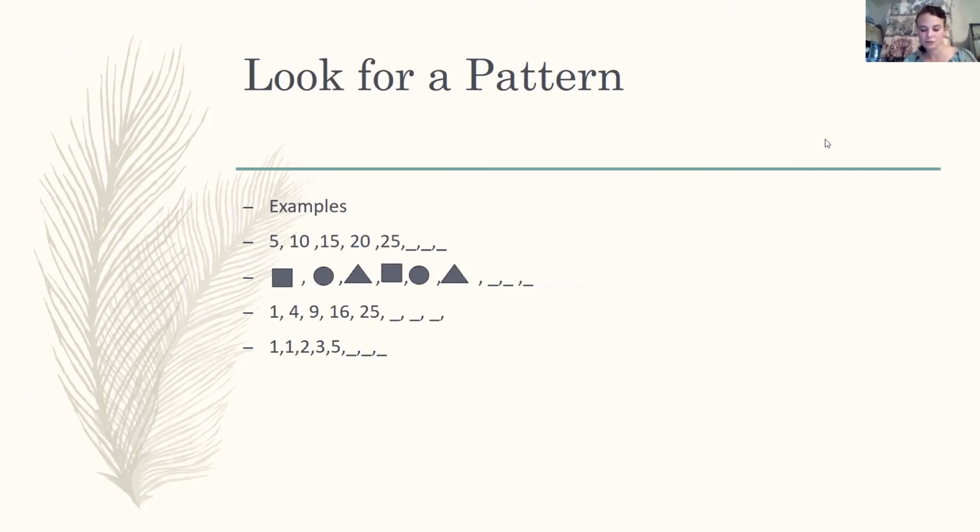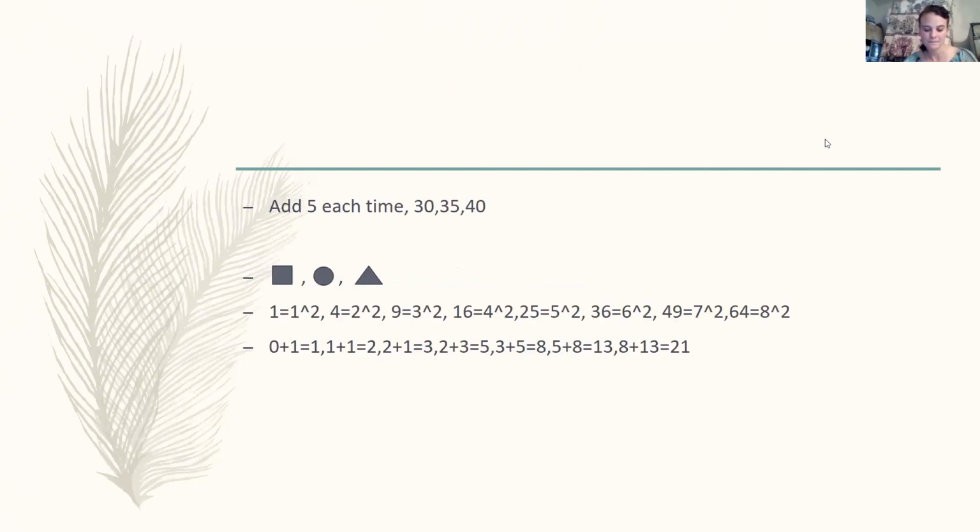Do you recognize what goes next in the sequence? The first one, each number listed is greater than 5, then it's predictor. So the next 3 are 30, 35, 40. The second one are shapes that repeat. So the next 3 are a square, circle, and triangle.